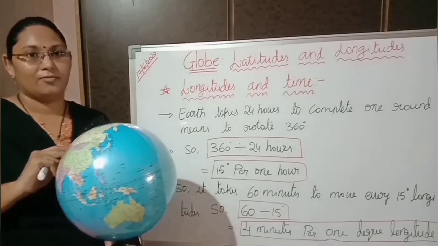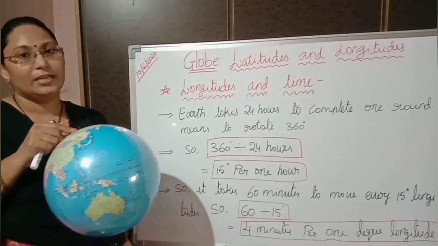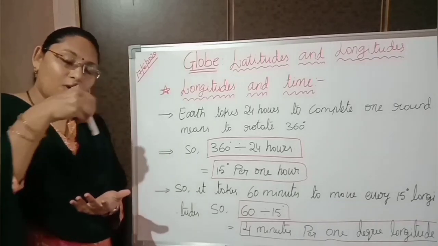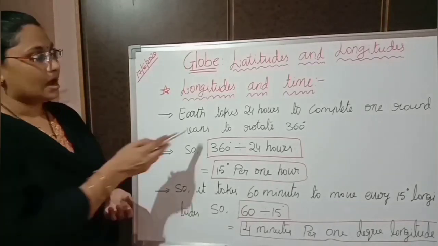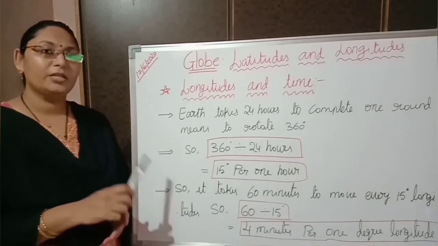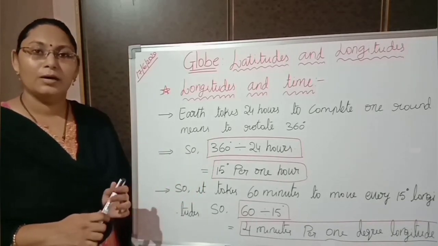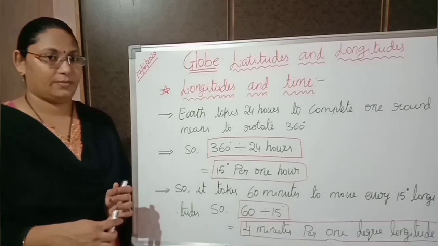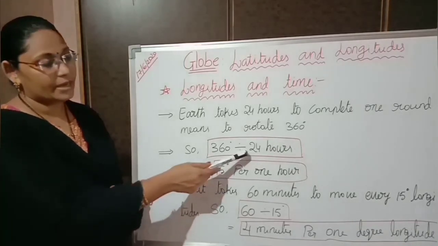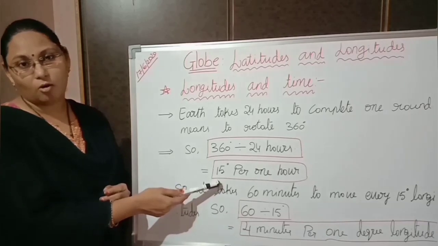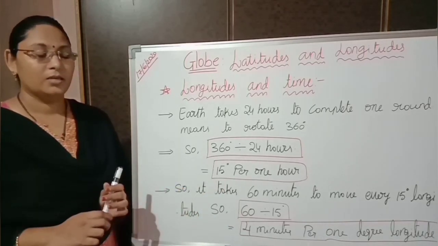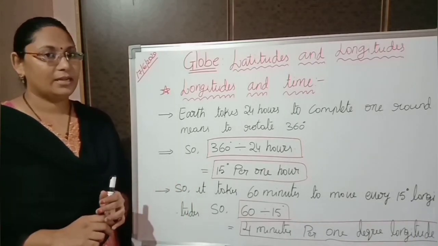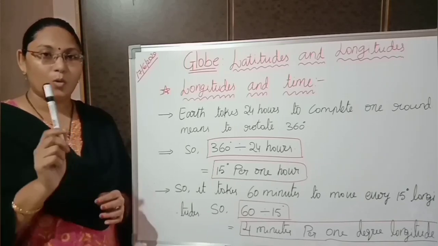From childhood onwards we learned that in a day there are 24 hours. So to complete the 360 degree round, the earth has to take 24 hours. Here we need to do a small calculation to know how many degrees of longitude the earth has to cross per hour. 360 degrees divided by 24 hours gives the answer of 15 degrees per 1 hour.